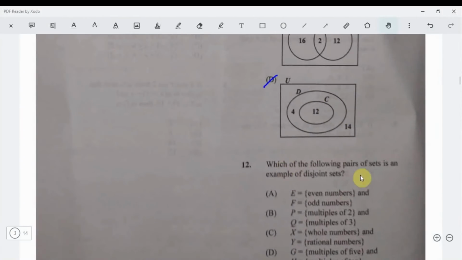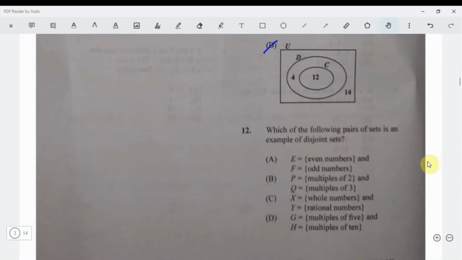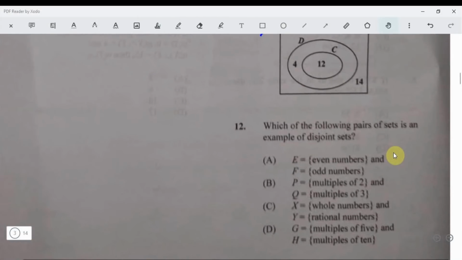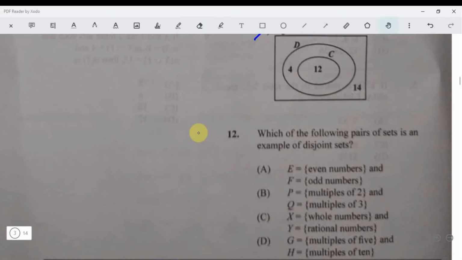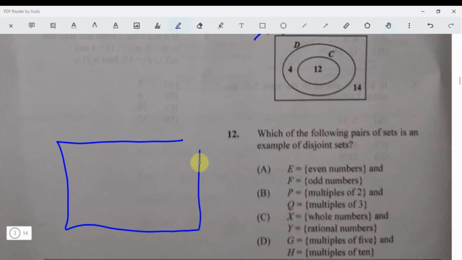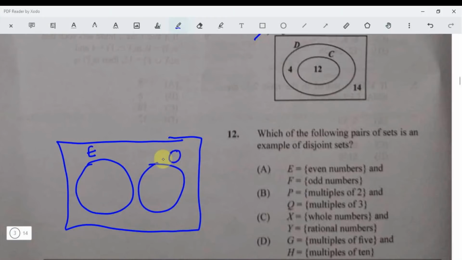Alright, question 12. Question 12 says, which of the following pairs of sets is an example of disjoint sets? So let's see. Alright, so I usually like to draw the diagram to see it, but you don't necessarily have to draw the diagram, right? So look at this one right here, even numbers and odd numbers. I think that's pretty clear. If you were to just visually look at it in your mind, remember I say you don't have to draw it. Even numbers E, odd numbers F. Sorry, I should have put F.